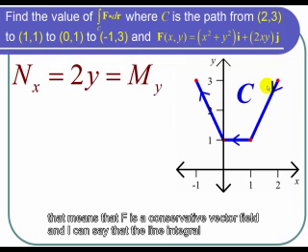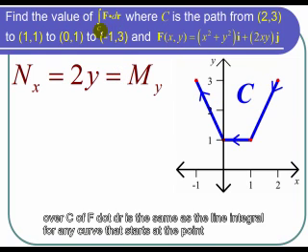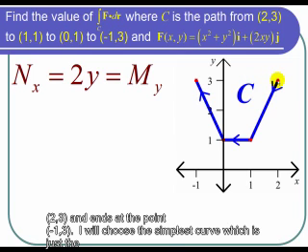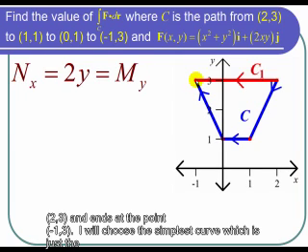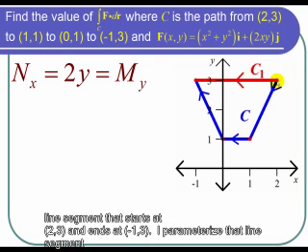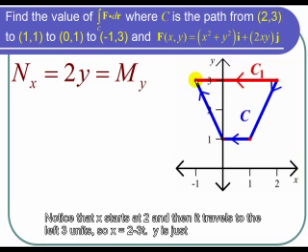And I can say that the line integral over C of F dot dr is the same as the line integral for any curve that starts at the point (2, 3) and ends at the point (-1, 3). So I'm going to choose the simplest curve, which is just the line segment that starts at (2, 3) and ends at (-1, 3). And I parameterize that line segment.